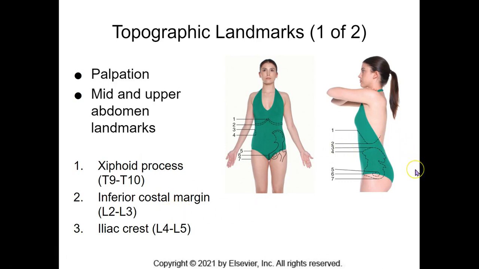Okay. Number 3 is iliac crest. That is the top of the pelvis. You can see it here. And that corresponds to the L4, L5 vertebral level. This is the most commonly used abdominal landmark, and it really corresponds to the center of the abdominal pelvic region.